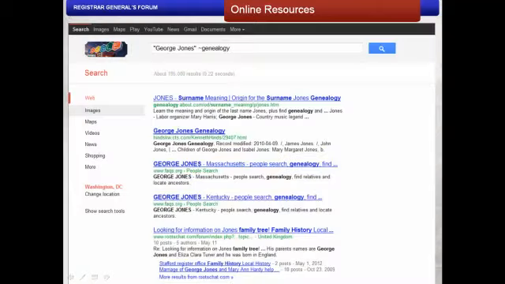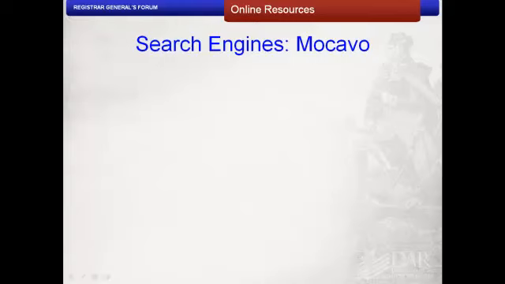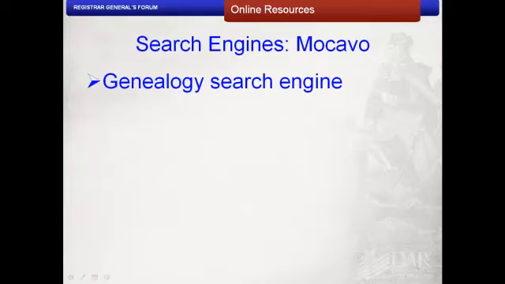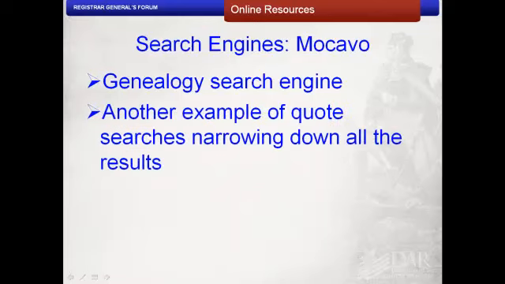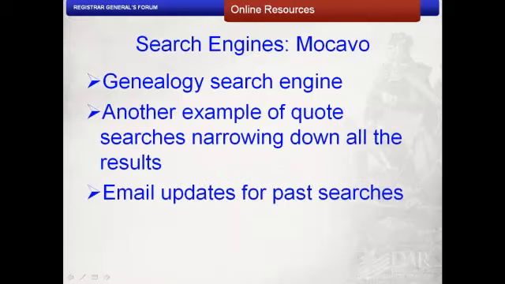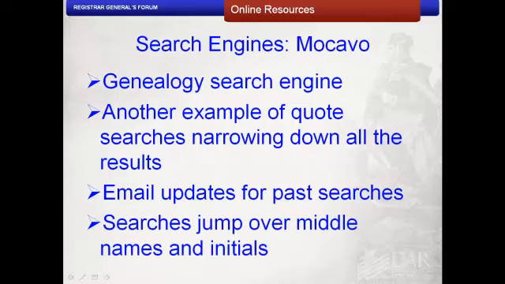Here you can see only genealogy-related hits are produced when you put the name in quotes with the tilde genealogy after it. Mocavo is the new kid on the block, but is the world's largest genealogical search engine. The search capabilities are like Google, but you have enhanced options such as it jumps over middle names and initials if you do a search in quotes.